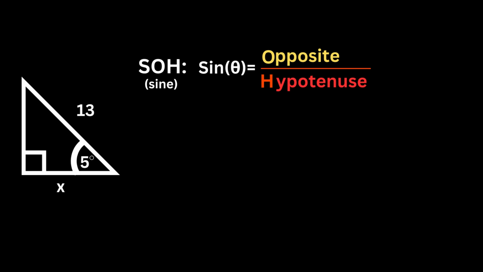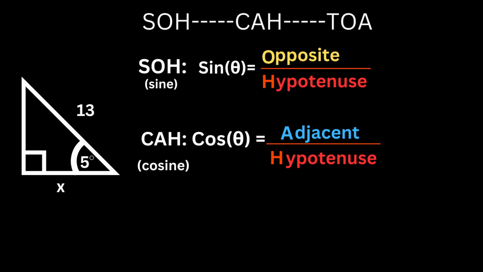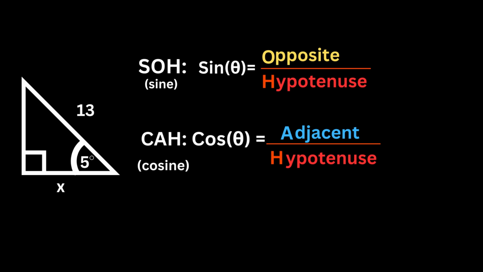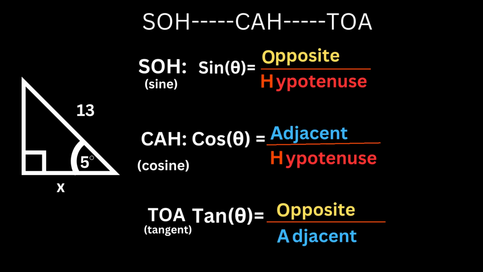Now, CAH or CA is for cosine. The cosine of the angle is equal to the adjacent side of a right triangle divided by the hypotenuse. A is for adjacent and H is for hypotenuse. And the third function is tangent. We can remember it with TOA. Tangent of the angle is equal to the opposite side divided by the adjacent side.